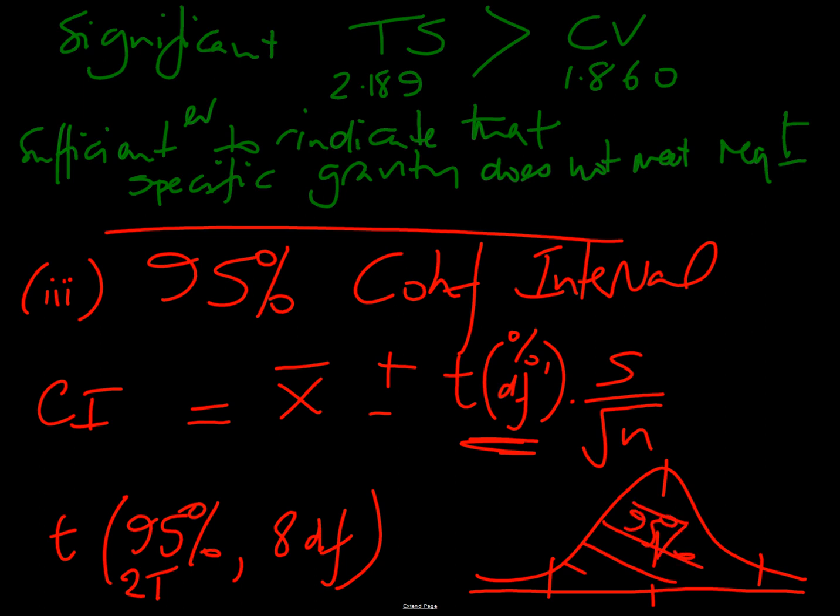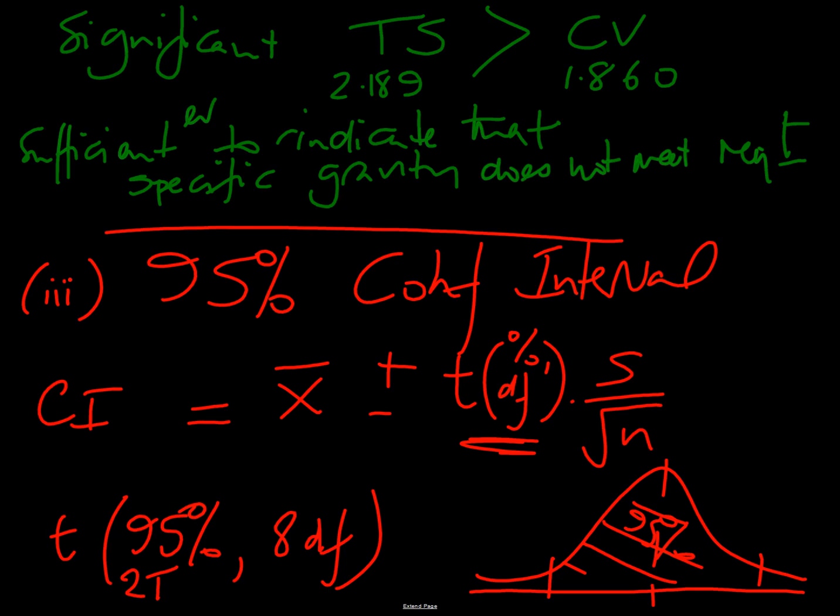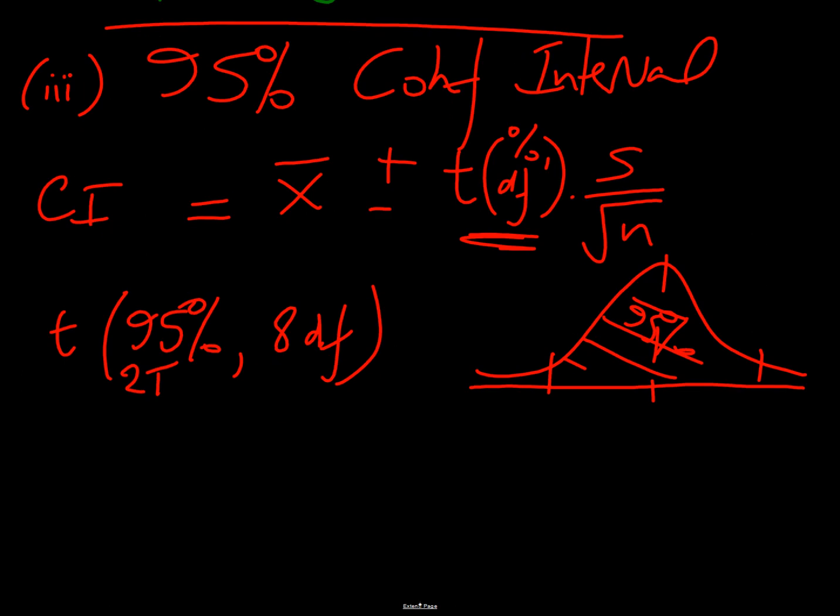Okay, so if we go back to our tables here, we've got 8 degrees of freedom as we had before, but rather than having 10% in total outside our band, we actually only have 5% now, haven't we? 2.5% at either end because 95% is inside. So go down that column until we intersect with v equals 8, and we come up with a t value of 2.306.